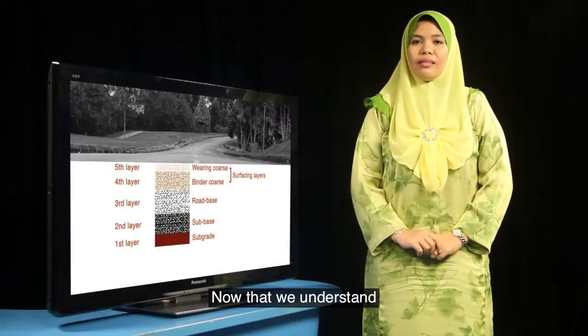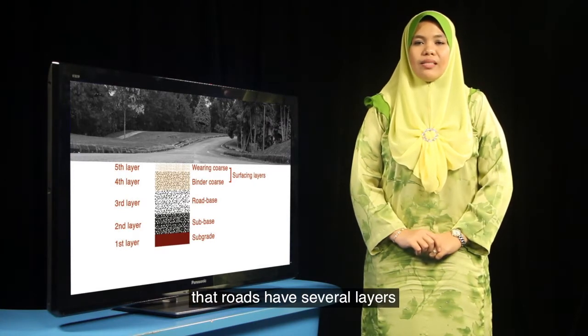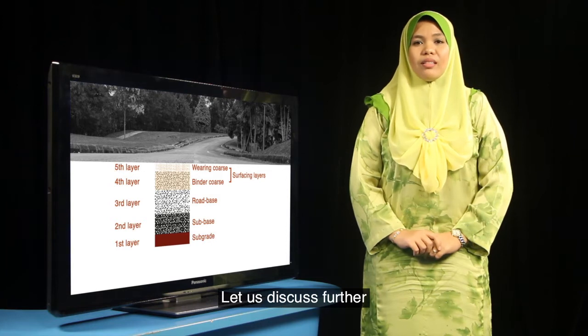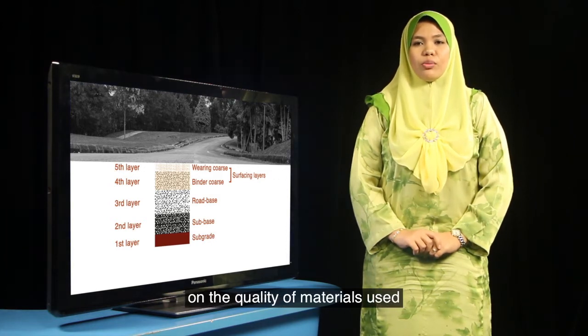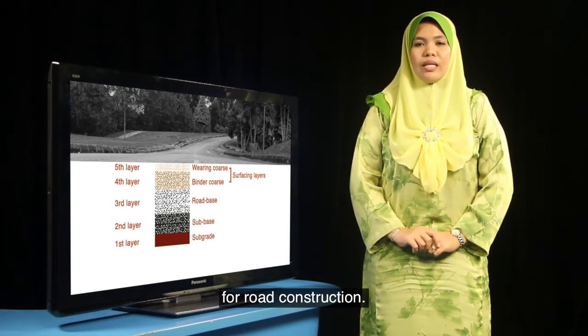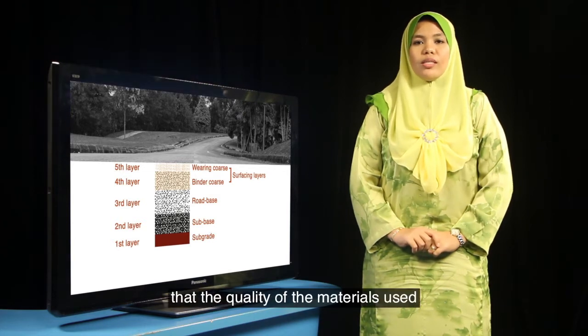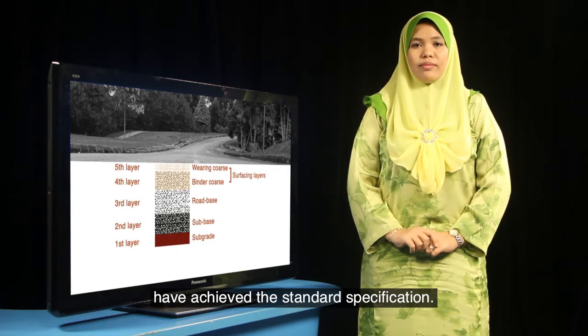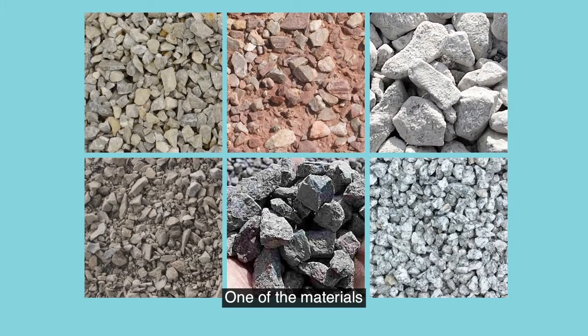Now that we understand that the road has several layers and consists of different materials, let us discuss further the quality of materials used for road construction. We have to ensure that the quality of the materials used has achieved the standard specification. One of the materials for road construction is the aggregates. There are several basic tests that can be conducted to check the properties of aggregates.